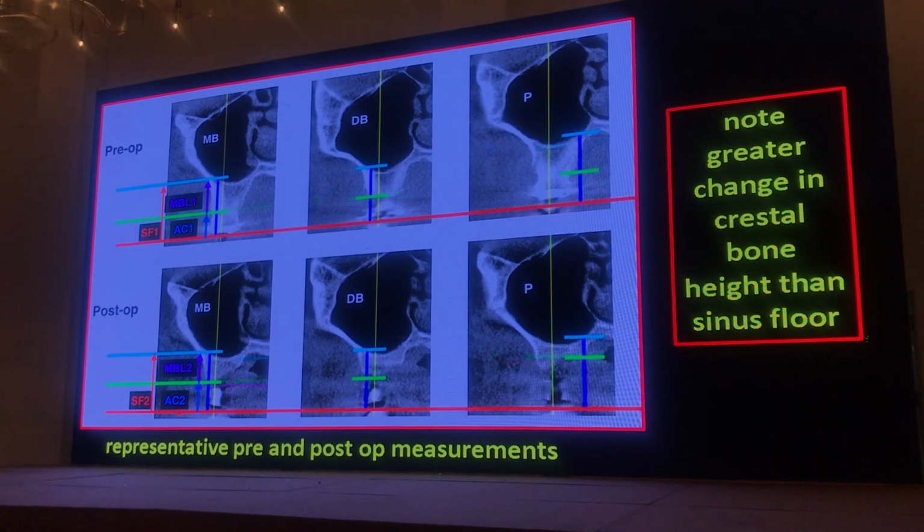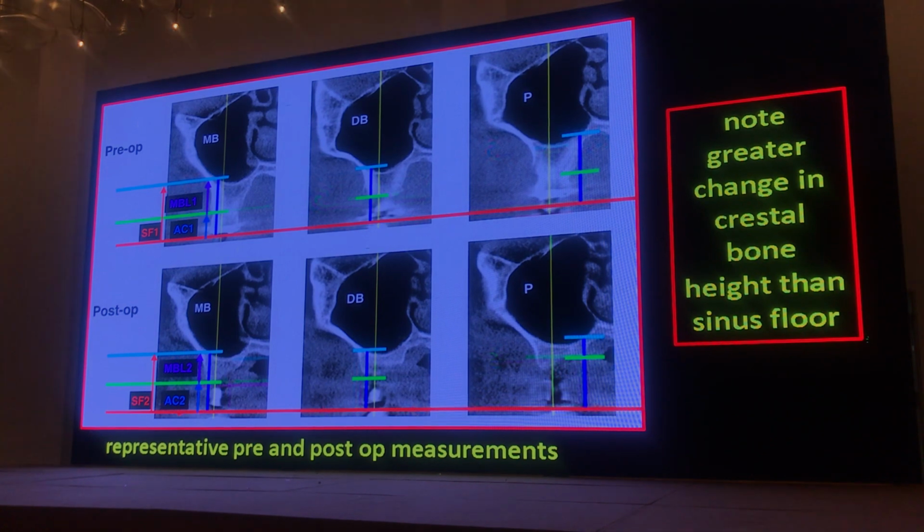So you look at the before and the after here. I wish my pointer would work now. And you see the difference when the tooth is in place to when the tooth is out. And you look at the blue line where the floor of the sinus is, and it's not changing. The blue line, floor of the sinus, is almost at exactly the same position before and after.